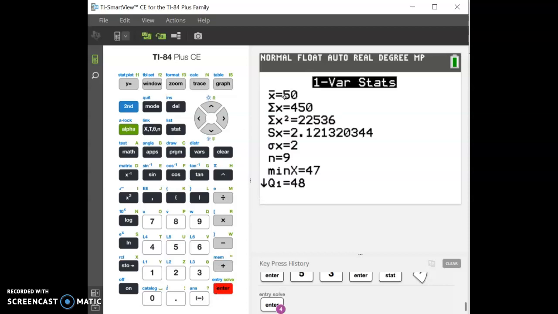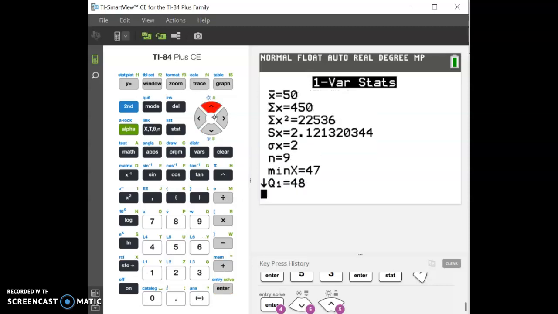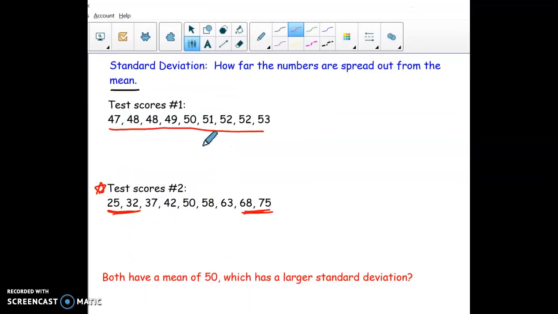So you can see our mean is 50. And then remember, there's all this data down here. If you're doing a box and whisker, you'd have your 5 numbers there. But I just want standard deviation in this case, so that is just going to be this little line right there. Okay, so our standard deviation for this was 2, and that low number means they weren't all that spread out from the mean of 50.